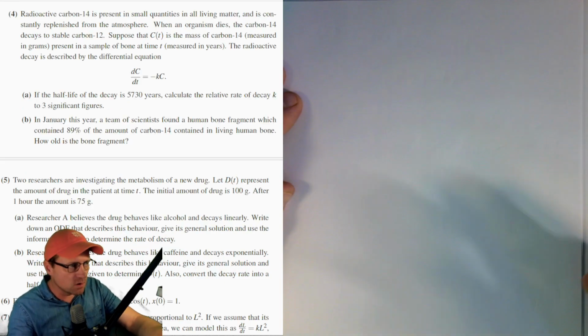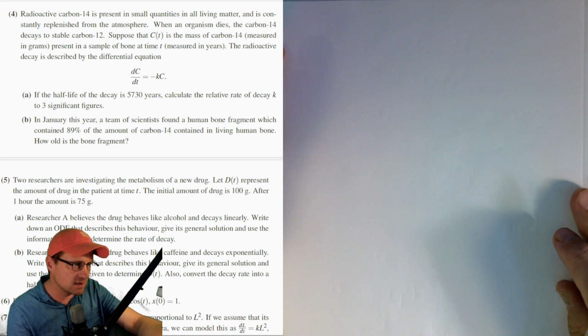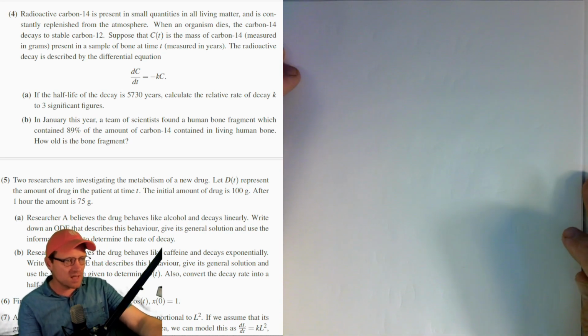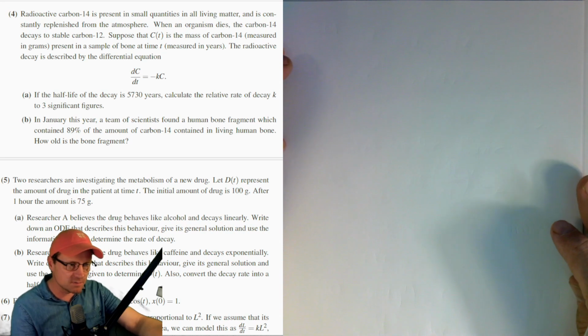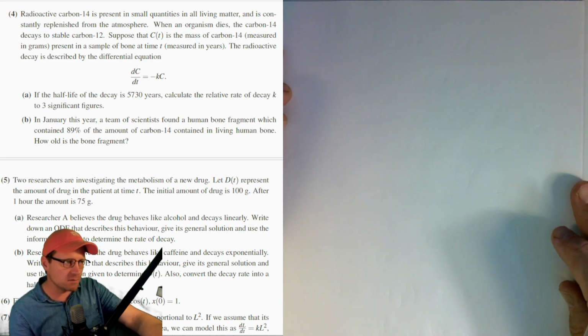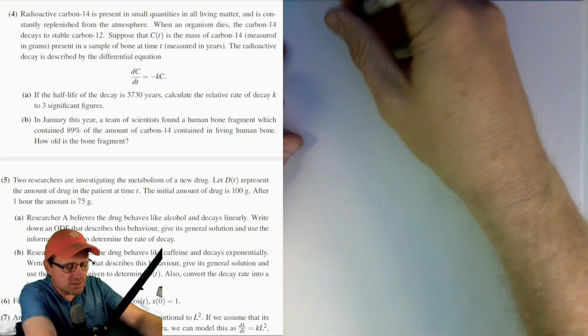Okay, question 4. Radioactive carbon-14 is present in small quantities in all living matter and is constantly replenished from the atmosphere. When an organism dies, the carbon-14 decays to stable carbon-12. Suppose that C(t) is the mass of carbon-14, measured in grams, present in a sample of bone at time t, measured in years.